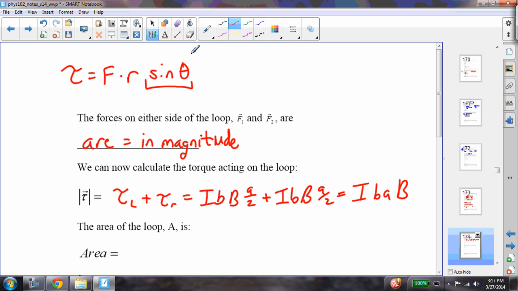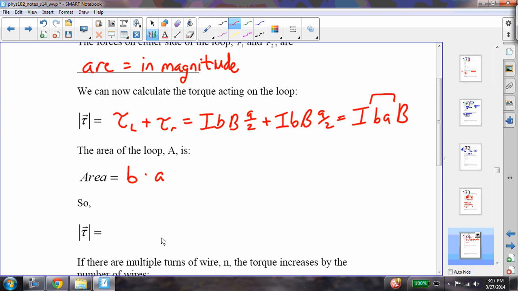A times big B. So here, this is actually our area. So the area of the loop is the width on one side times the width on the other side, B times A. So if I wanted to rewrite the torque, and this is actually in your equation sheet, it's just going to be the current times the strength of the magnetic field times the area, where the area is just this B times A.